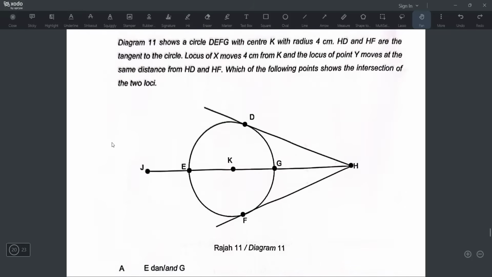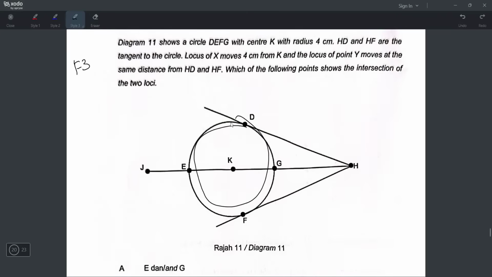Okay, let's do 35. This is a form 3 question and it's under locus. Diagram 11 shows a circle DEFG. Okay, I can see it. Nice circle, with center K and radius 4 cm. So this is the center and the radius is 4. If you draw from the center to the side of the circle, it will be 4. Draw to the side, it will be 4 also. If I draw one like that, it will be 4 also, because that one is also a radius.